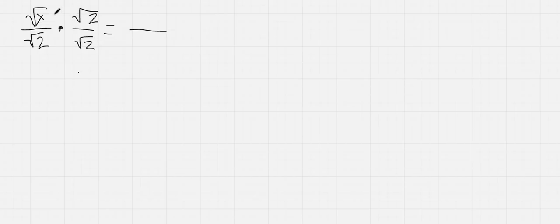And when we multiply fractions, we know we multiply straight across, numerator times numerator and denominator times denominator. So that's going to leave us with the square root of x times the square root of 2 over the square root of 2 times the square root of 2. Let's try to write that better.